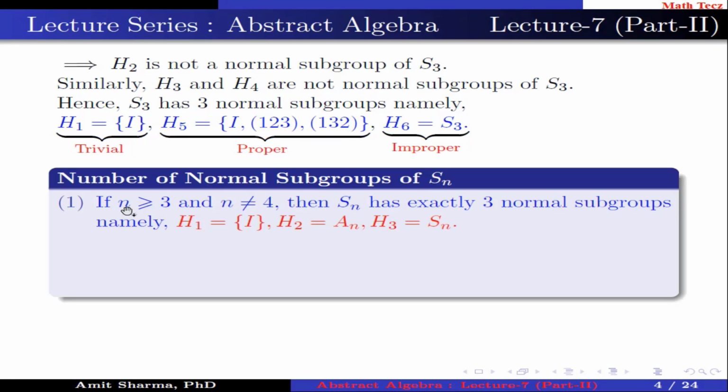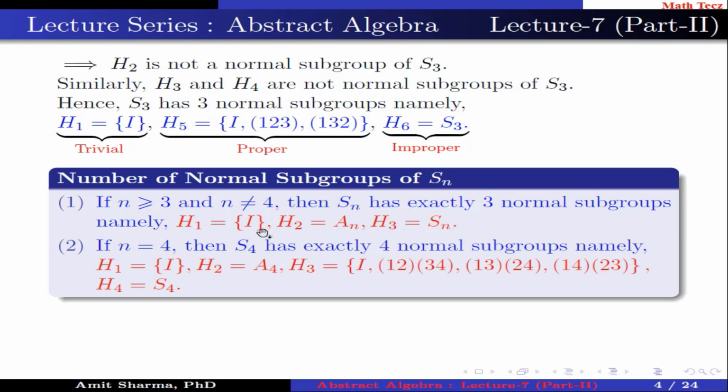Number 1, if n is greater than or equal to 3 and n is not equal to 4, then Sn has exactly 3 normal subgroups, namely H1 equal to identity, H2 equal to An, and H3 equal to Sn. Number 2, if n equal to 4, then S4 has exactly 4 normal subgroups, namely H1 equal to identity, H2 equal to A4, H3 containing the elements identity, (1 2)(3 4), (1 3)(2 4), (1 4)(2 3), and H4 equal to S4.